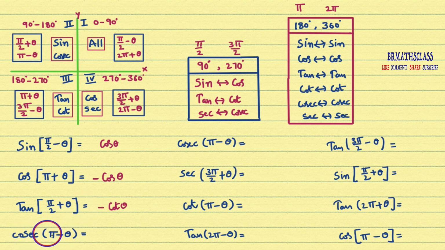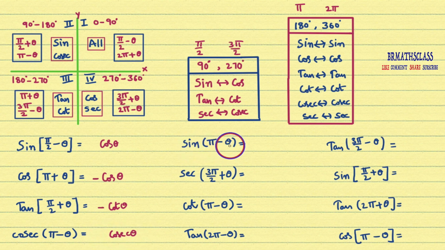Now cosecant of pi minus theta. First point you observe here, pi is there. When pi is there, the function remains the same. Yes, cosecant remains cosecant only, cosec theta. Second point: pi minus theta is in which quadrant? Second quadrant. In the second quadrant cosecant is positive. So cosecant of pi minus theta is plus cosec theta. I hope you are understanding.